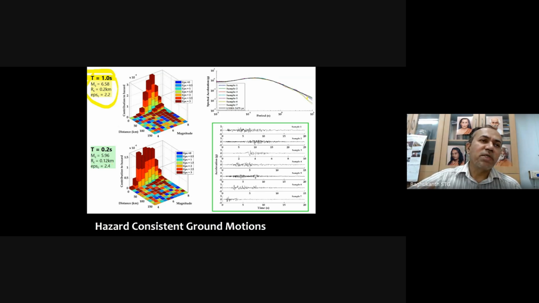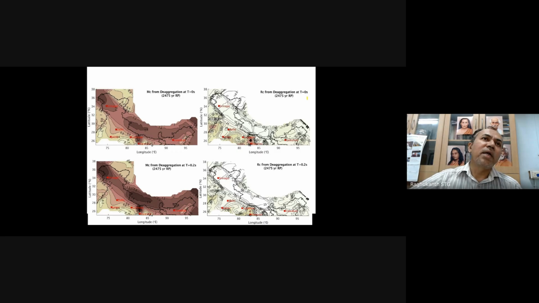So what we did was, a lot of databases are available, India, most of the databases. So we did this spectrum compatible. So we generated several time histories, and this information also has been provided. And we have also given these contours, de-aggregation contours we call, the controlling magnitude, then controlling distance, which has to be used in selecting these time histories, has been given for 0 second, 0.2 second, 1 second. So this information also is provided basically.